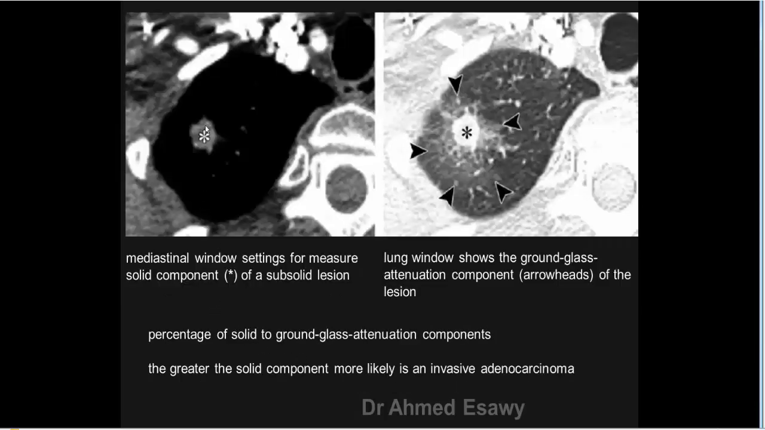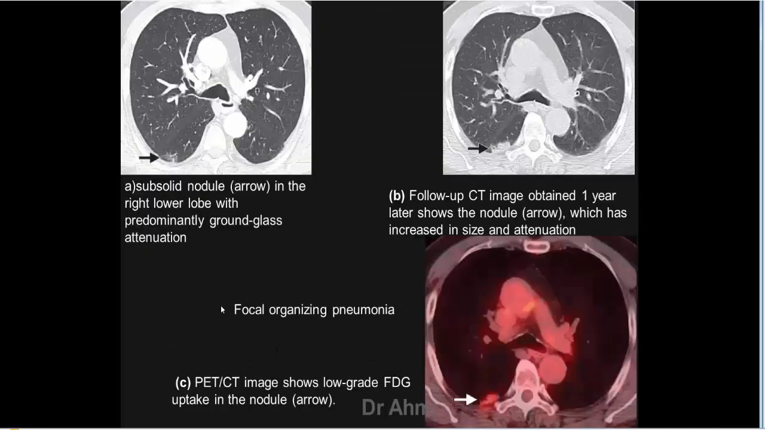This is the mediastinal window setting for the major solid component of a subsolid lesion. The lung window shows the ground glass attenuation component of the lesion. Note the percentage of solid to ground glass attenuation component. The greater the solid component, the more likely it is an invasive adenocarcinoma. This is a subsolid nodule in the right lower lobe with predominantly ground glass attenuation.